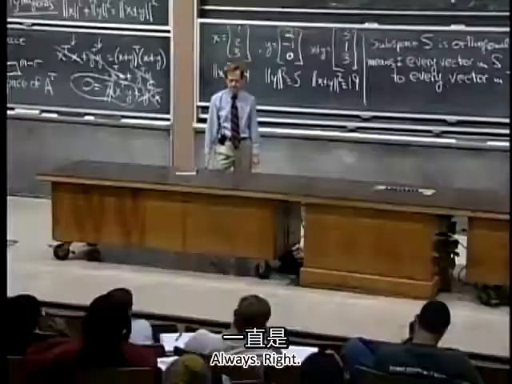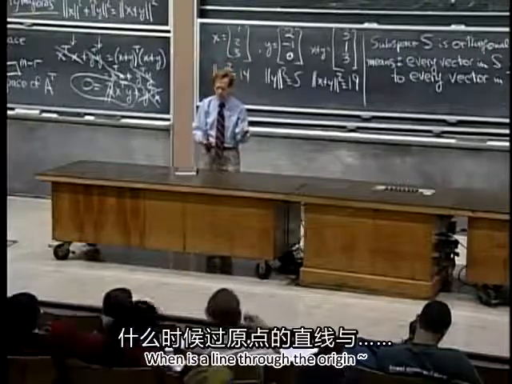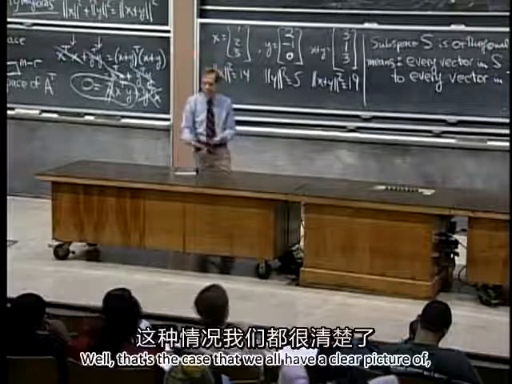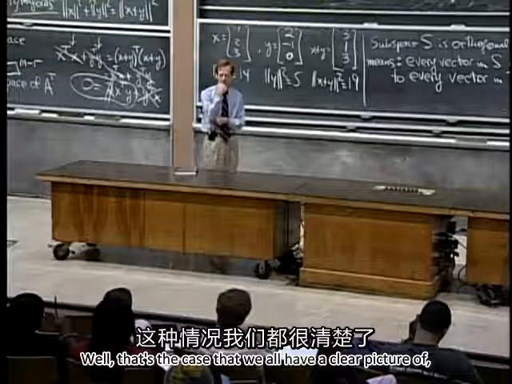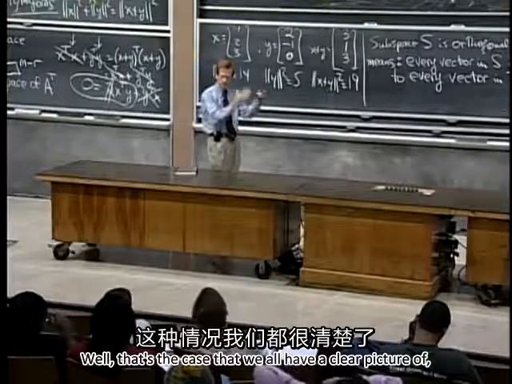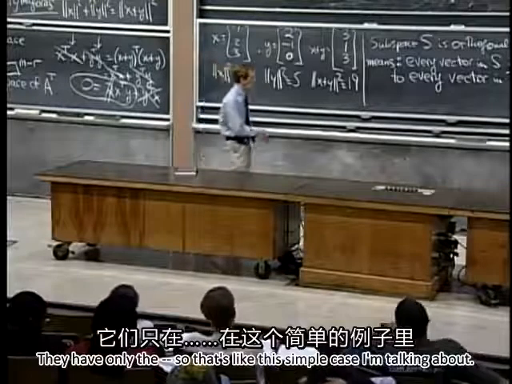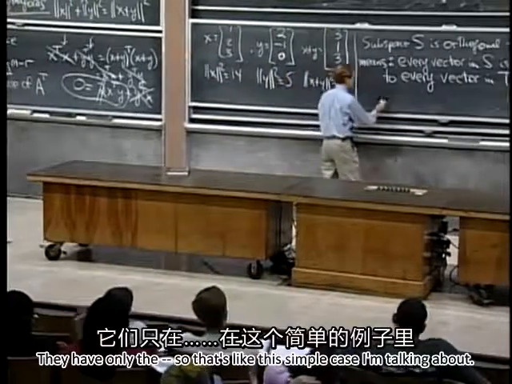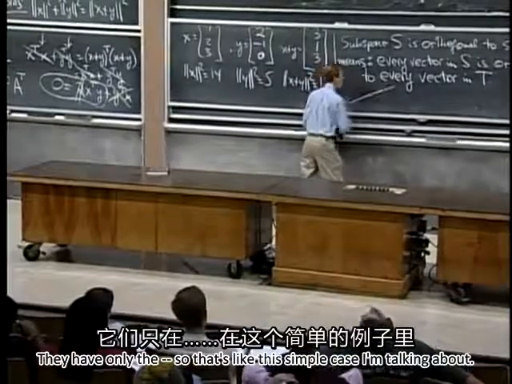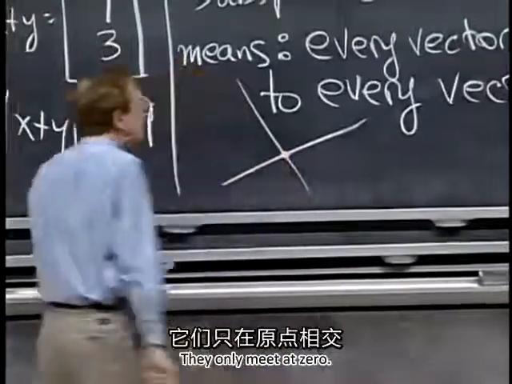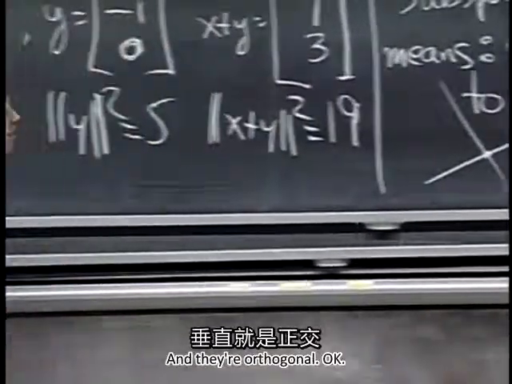Right. When is a line through the origin orthogonal to a different line through the origin? Well, that's the case that we all have a clear picture of. The two lines have to meet at 90 degrees. They have only the, so that's like this simple case I'm talking about. There's one subspace, there's the other subspace. They only meet at 0, and they're orthogonal.